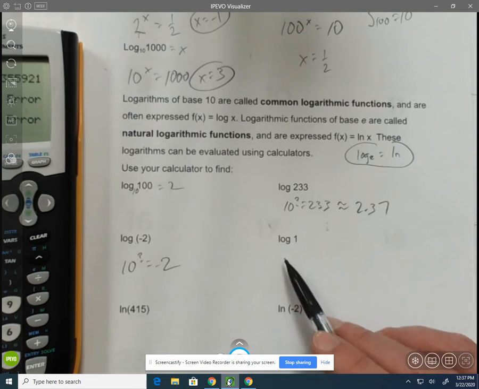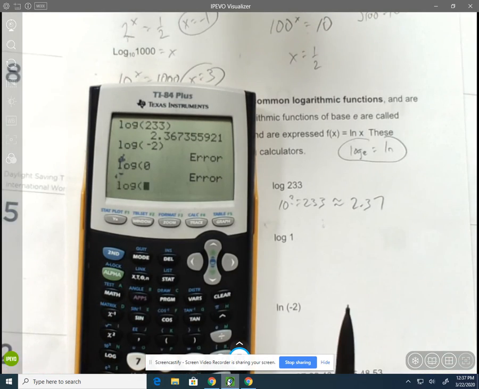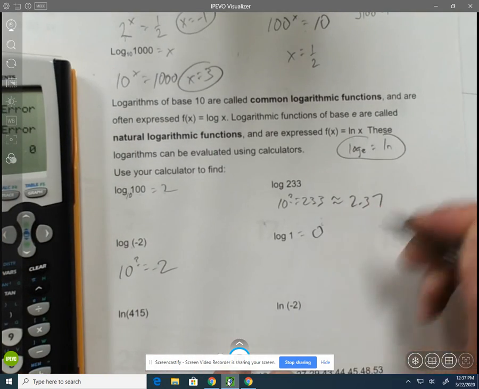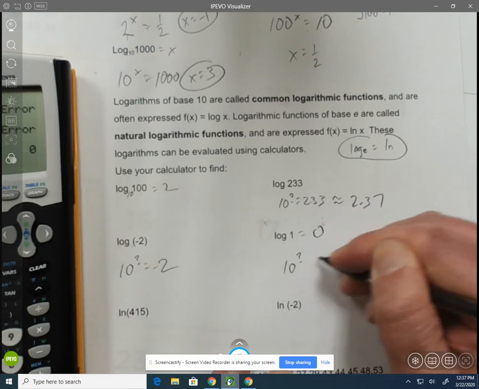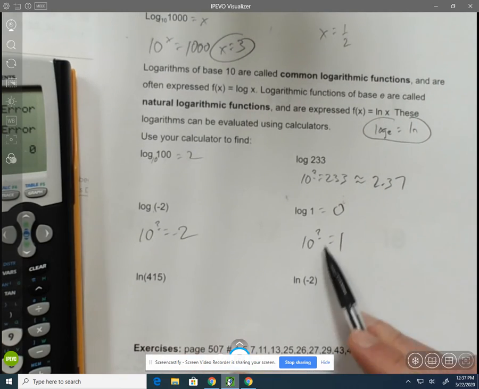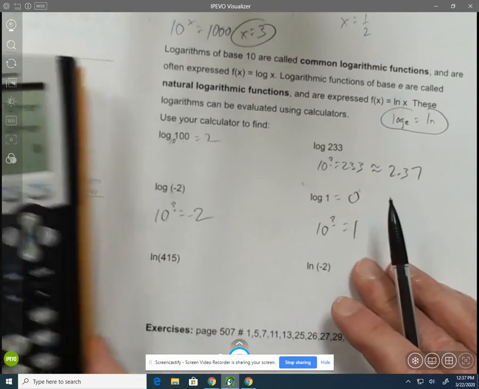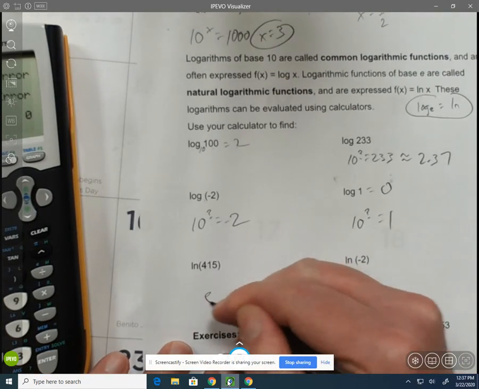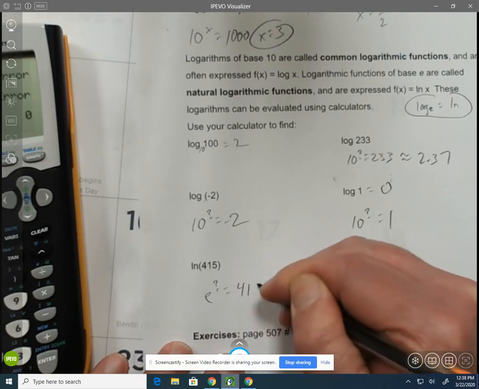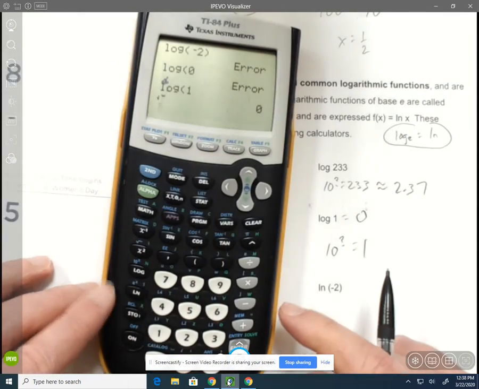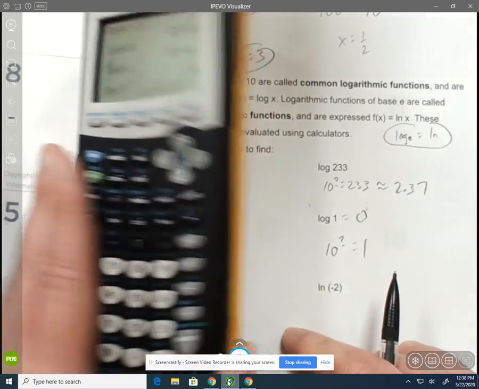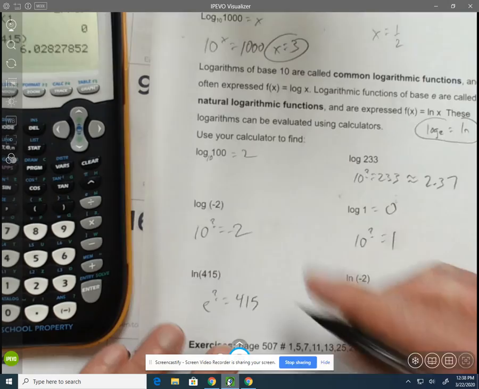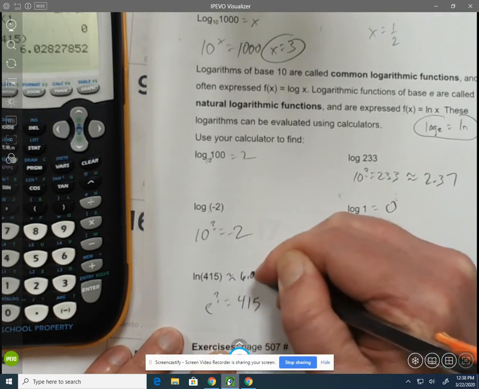Log of 1, all right, I simply hit log of 1, and that's 0. So log of 1 is 0. And again, that makes sense because we're asking 10 to what power would equal 1, and anything to the 0 power equals 1. Natural logarithm, they've actually got a button for that. And so, again, what they're asking here is e to what power equals 415. I don't know, but thankfully the calculator does. So I do natural logarithm of 415, and again, I get about 6.03.